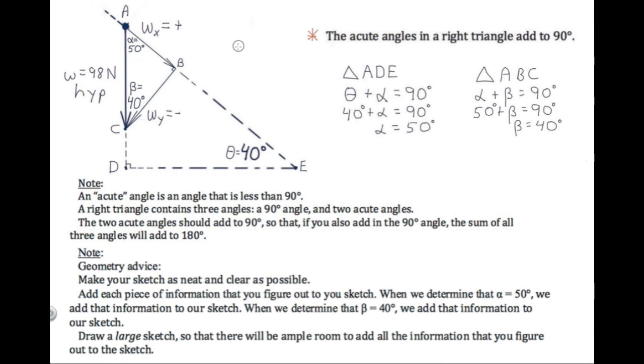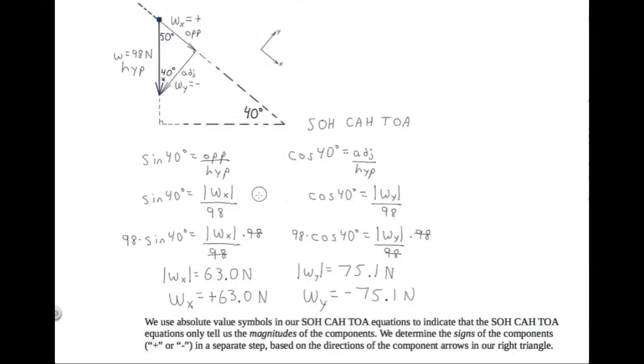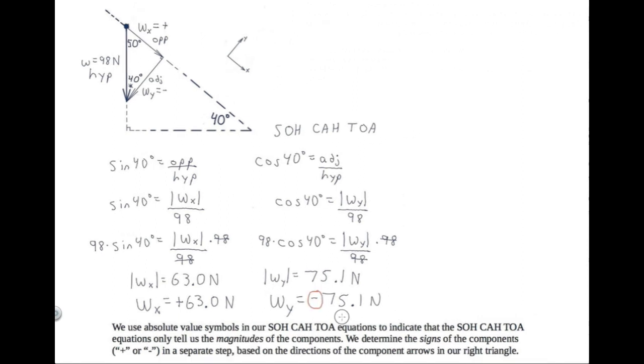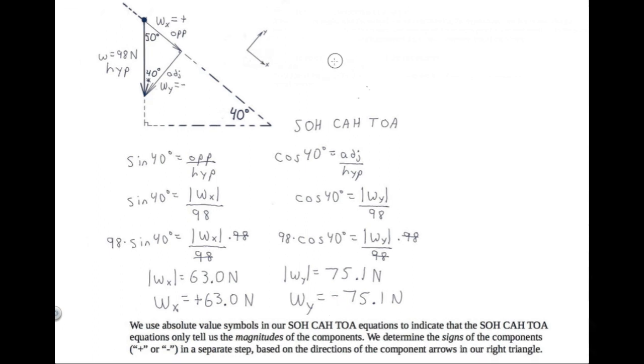Then we had to use geometry to determine the angles inside this small right triangle. We used the helpful geometry fact that the acute angles in a right triangle add to 90 degrees. And then we could use the SOHCAHTOA equations to determine the magnitudes of the components. And it was crucial to notice that we needed a negative sign for W sub y. Inclined plane problems are common on exams, so you should make sure that you are comfortable with this method for breaking the weight force into components for an inclined plane problem.